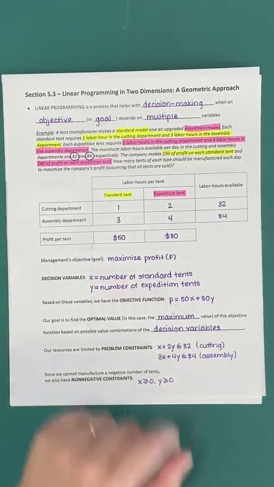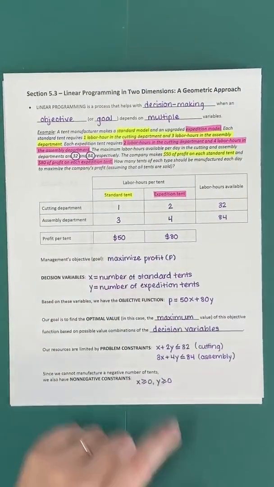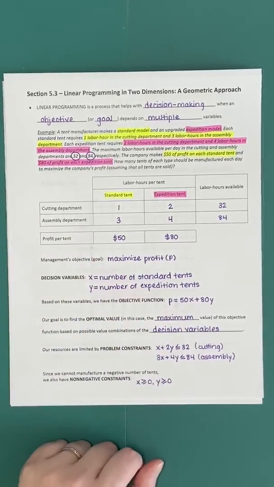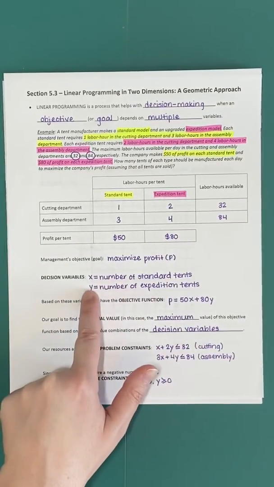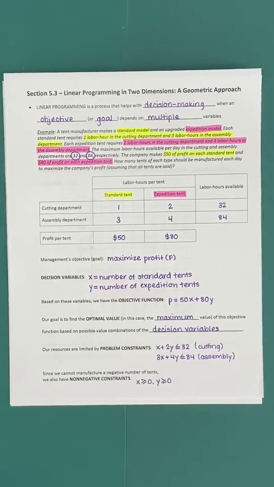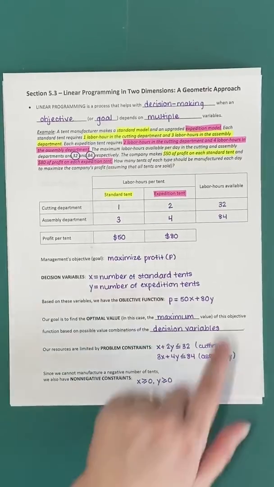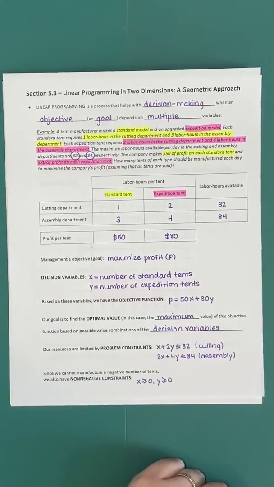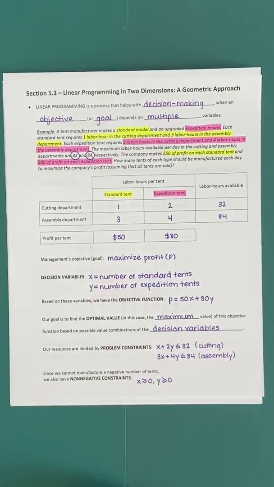Now, same thing for assembly. A standard tent takes 3 hours to assemble. An upgraded expedition tent takes 4 hours to assemble. So 3 times the number of standard tents we make, that's that portion of the total. 4 times the number of expedition tents we make, that's that portion of the total. When we add the amount of time spent on each of those different types within that department, we know it can't pass 84. It can go up to 84, but it can't pass it because 84 is the maximum amount of time we have available in that department. So those are going to be the two problem constraints. Those are going to represent how our resources are limited.